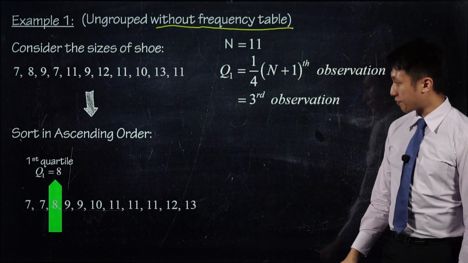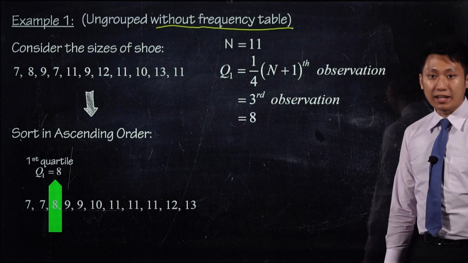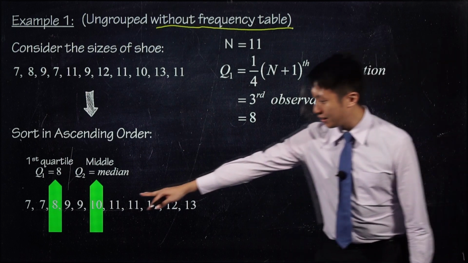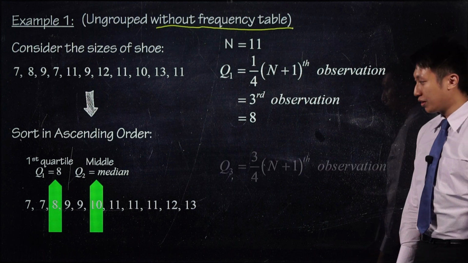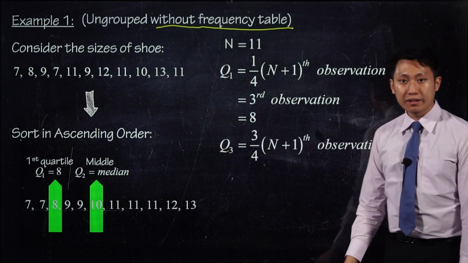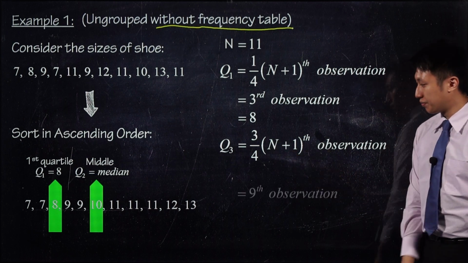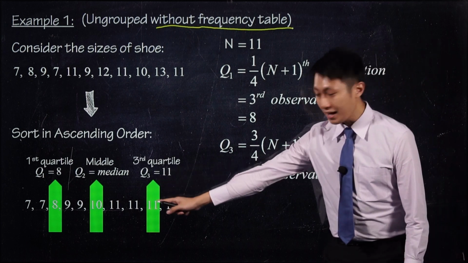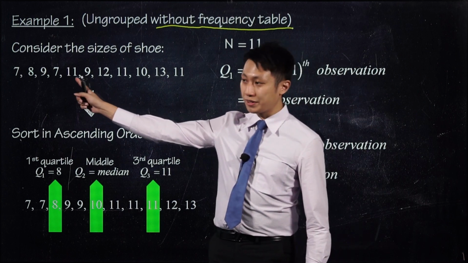So let's move on to the next one. This one will be getting 8. So what do you think that is? That's the middle value, right? So that's your median, Q2. And you find your Q3, 3/4 times (n + 1) observation. So you get 9, and it's not the 9th observation from here.